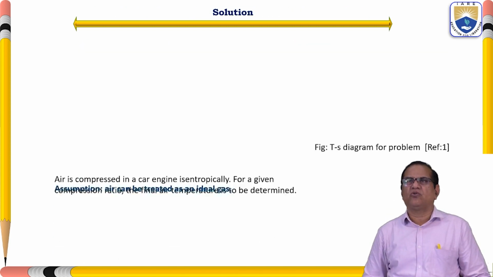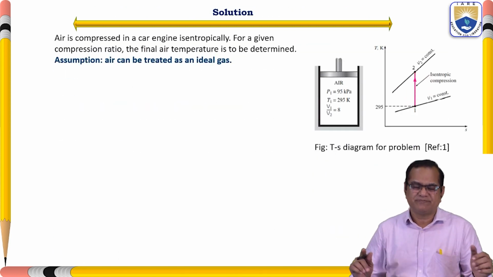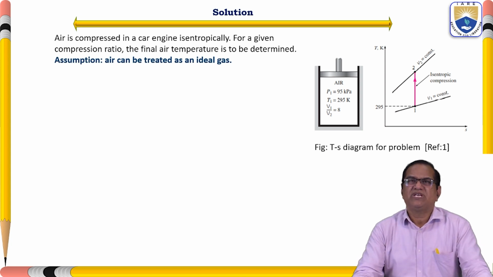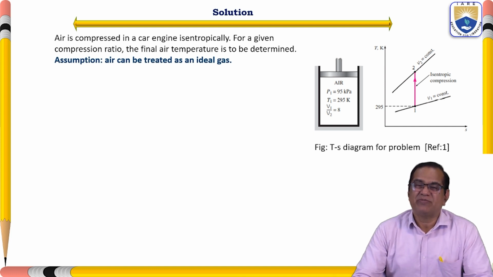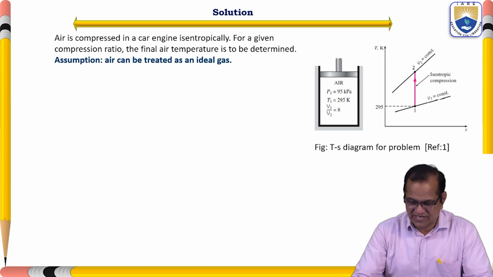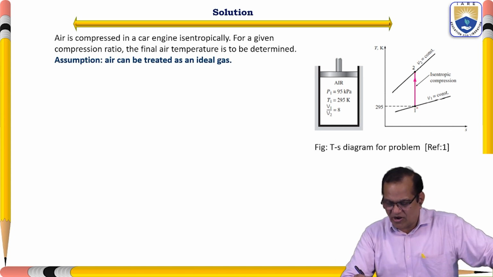So we just have to put this equation here. Air is compressed in a car engine isentropically for a given compression ratio. The final air temperature is to be determined. Assumption: air can be treated as an ideal gas. So here we can see that it is isentropic.